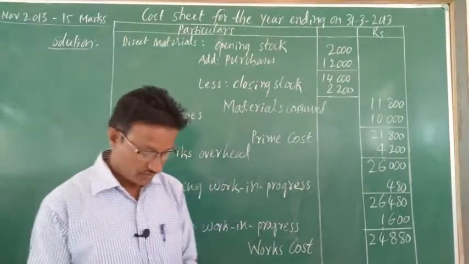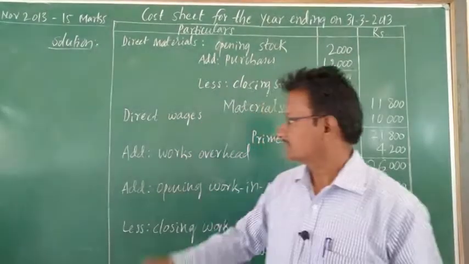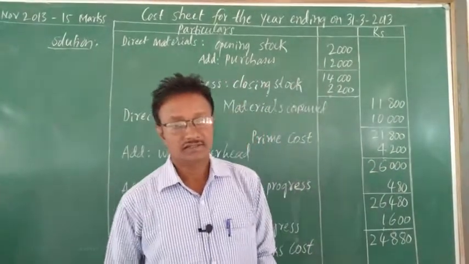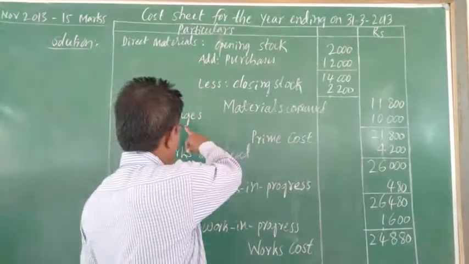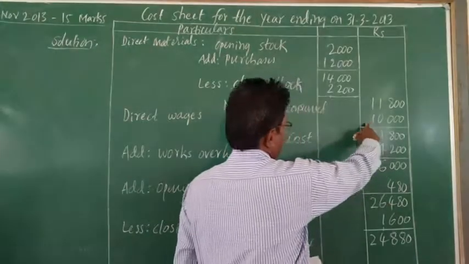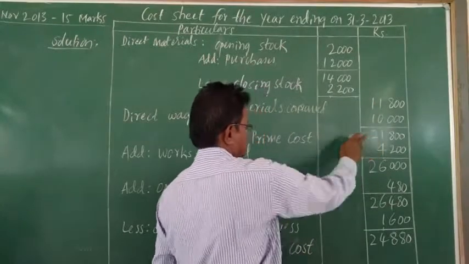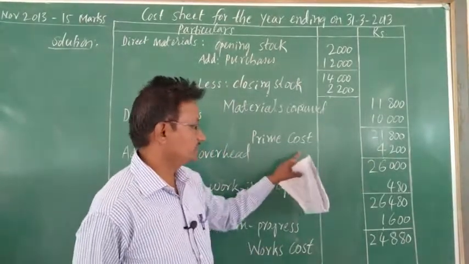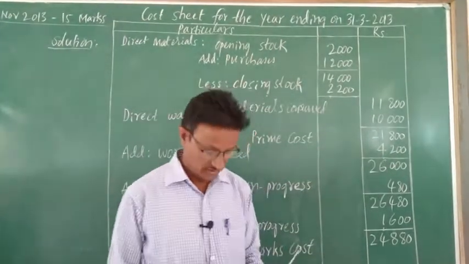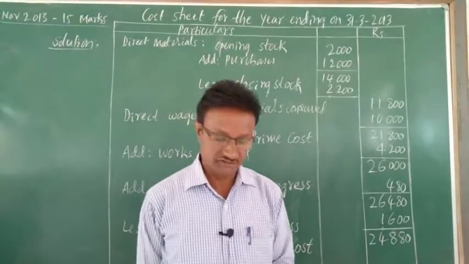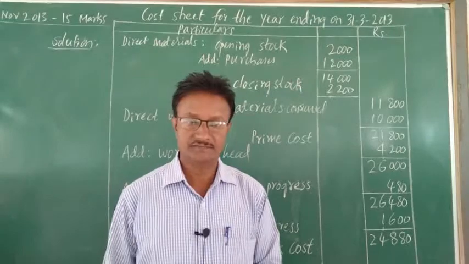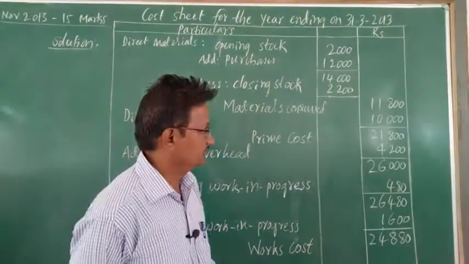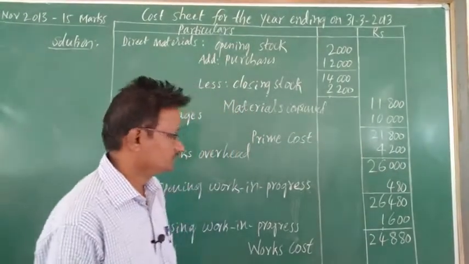Next you have to take the direct wages or direct labor. Here direct wages is given, that is 10,000 rupees. So next, direct wages 10,000. By adding these two items we get 21,800. It is the prime cost, because here there is no information about direct expenses. So only these two items, the combination of these two items, is prime cost.